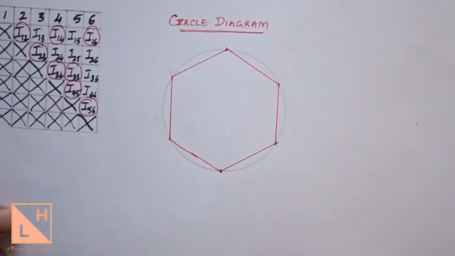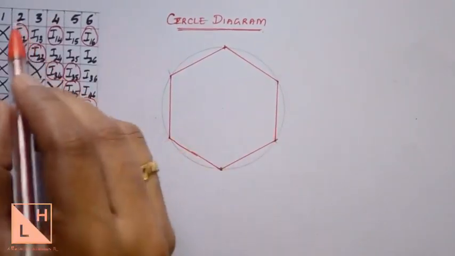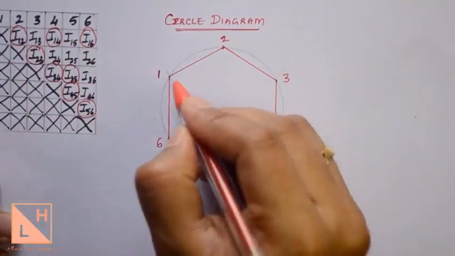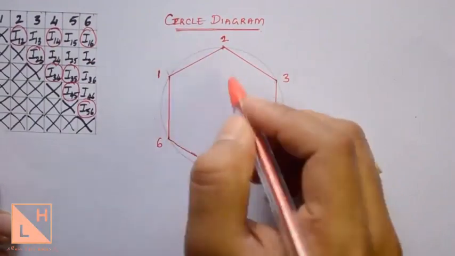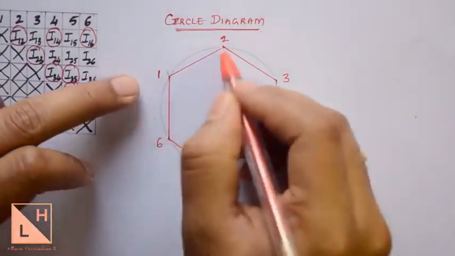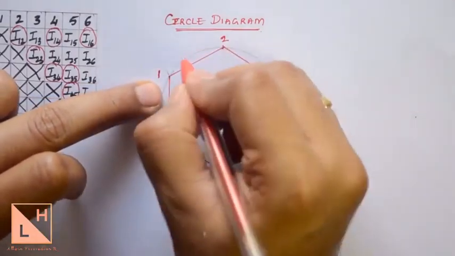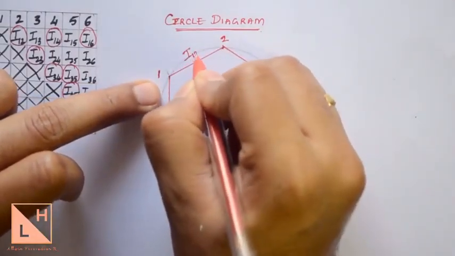Now in this polygon, all these 6 corners will represent one of the link numbers. And each side of the polygon will represent one instantaneous center depending on the numbers that are connected. So the first side is connected by 1, 2, we'll number this as I12.